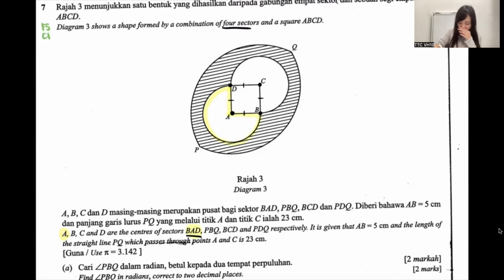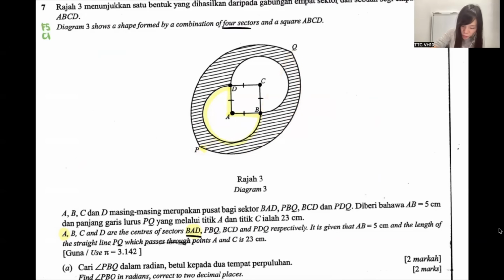Okay, again. Next one. PBQ. Oh, PBQ is different lah. PBQ. Center is B.